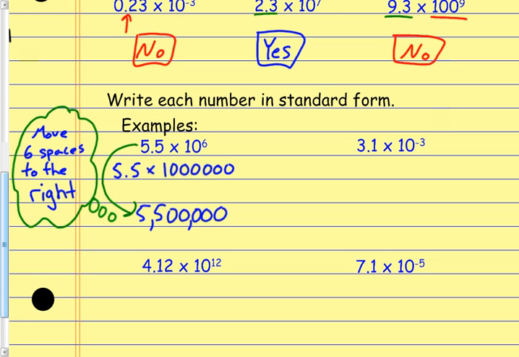If we look at the next one, thinking about this in terms of our rules of exponents, this is 3.1 times 10 to the negative third. Raising something to a negative power, remember, negative exponents mean we flip it to the other side of the fraction bar.